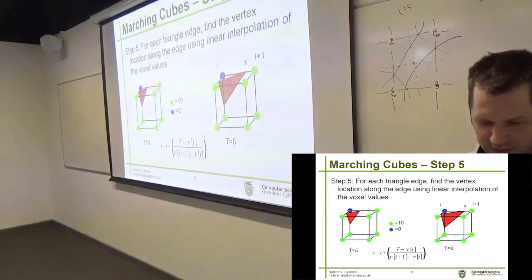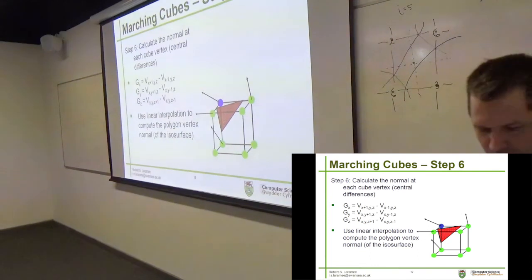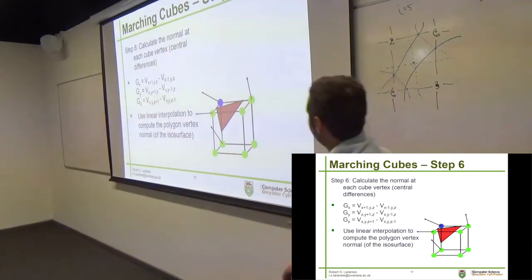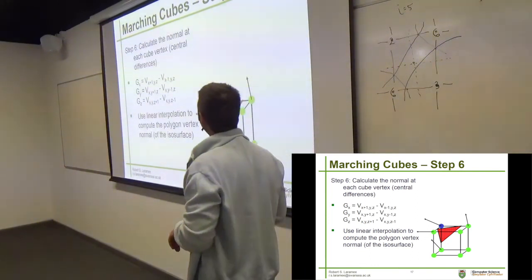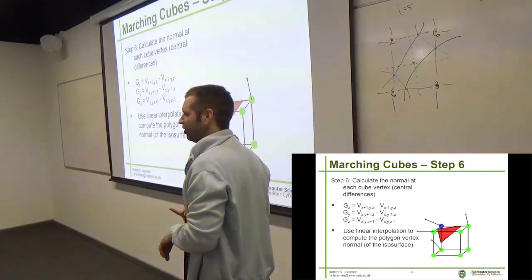Okay, that's a little bit complicated. This is more difficult to understand. The next step, step six, calculate the normal at each cube vertex. Everybody know what a normal is?